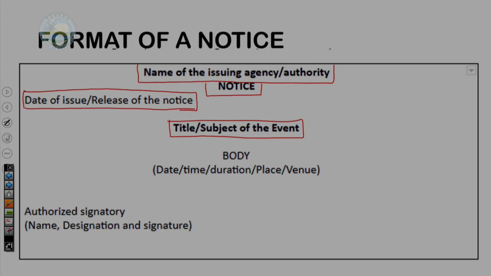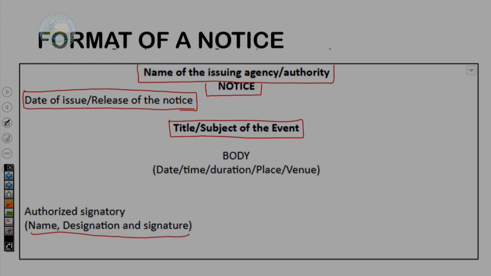If you're going to use your laptop or your computer or any other electronic device, then you can highlight it and make it bold. Then we talk now about the body of the notice. What is it? What are the details about this notice? The date, time, duration, and place. You put that into the body, and then again, your authorized signatory with the name, designation, and signature.